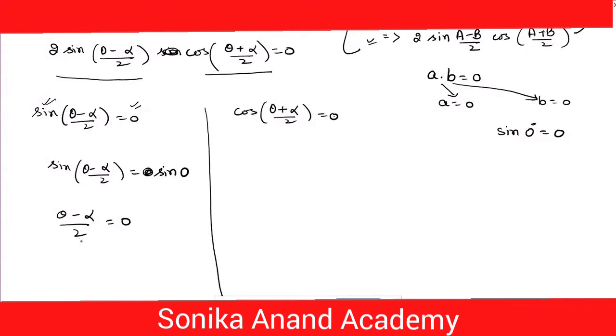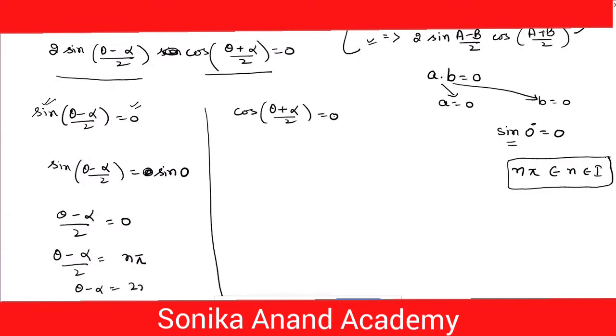So we get theta minus alpha by 2 is equals to 0. Clear? Now, for the general equations, for the case of sine theta, we write what? n pi, where n belongs to integers. So I equate theta minus alpha by 2 is equals to n pi. So theta minus alpha is equal to 2n pi. Or you can say theta is equal to 2n pi plus alpha also. You can write in any form.